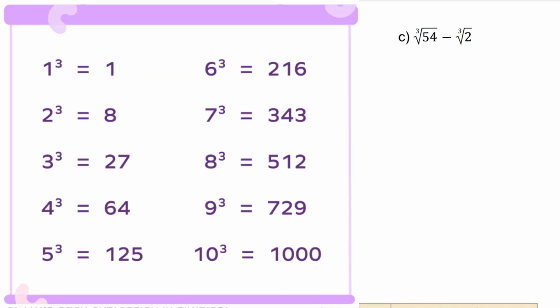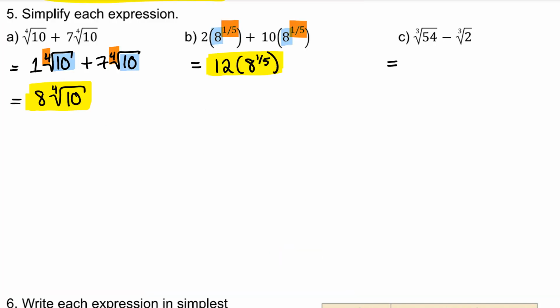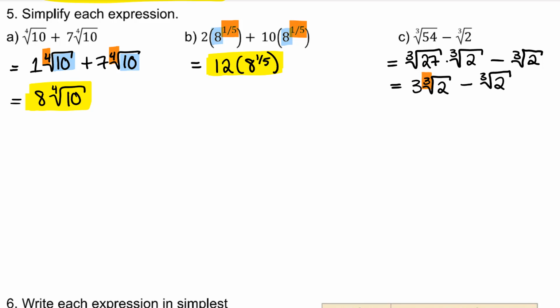Could we simplify this cube root of 54? Only if a perfect cube were to be a factor. 27 is a perfect cube, and it is a factor of 54. So we can rewrite cube root 54 as cube root 27 times cube root 2. To simplify cube root 27, we would get 3. Now we have the same root and the same radicand. Combine. And there's our answer.